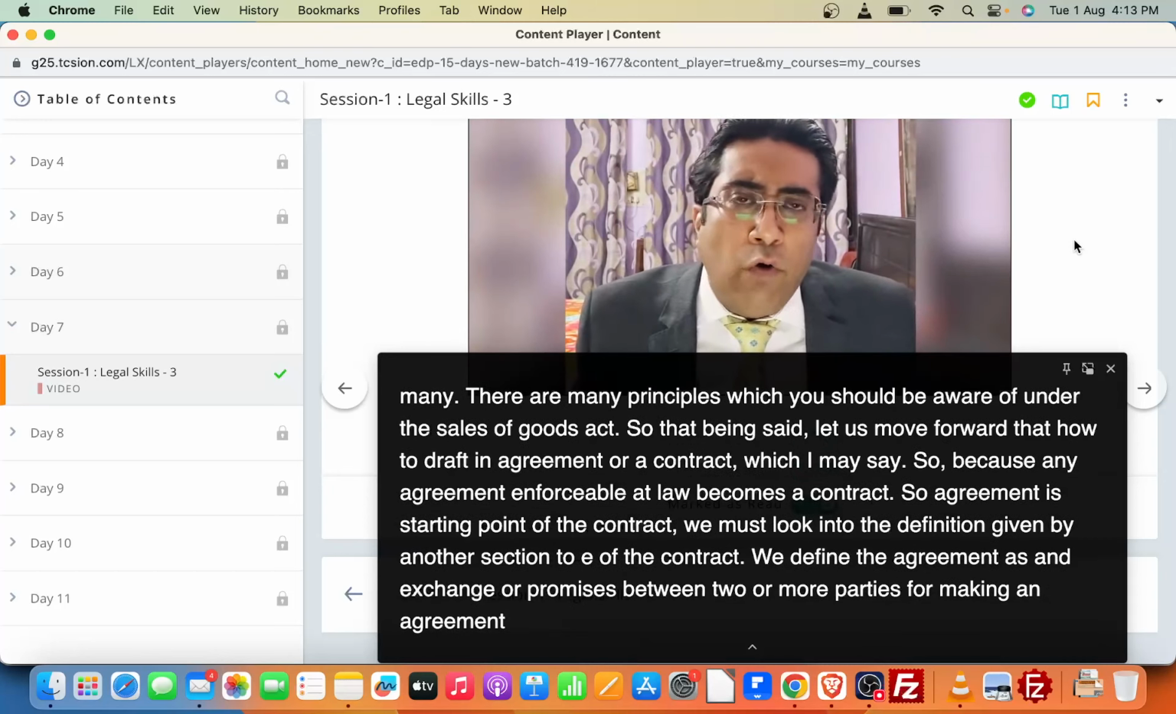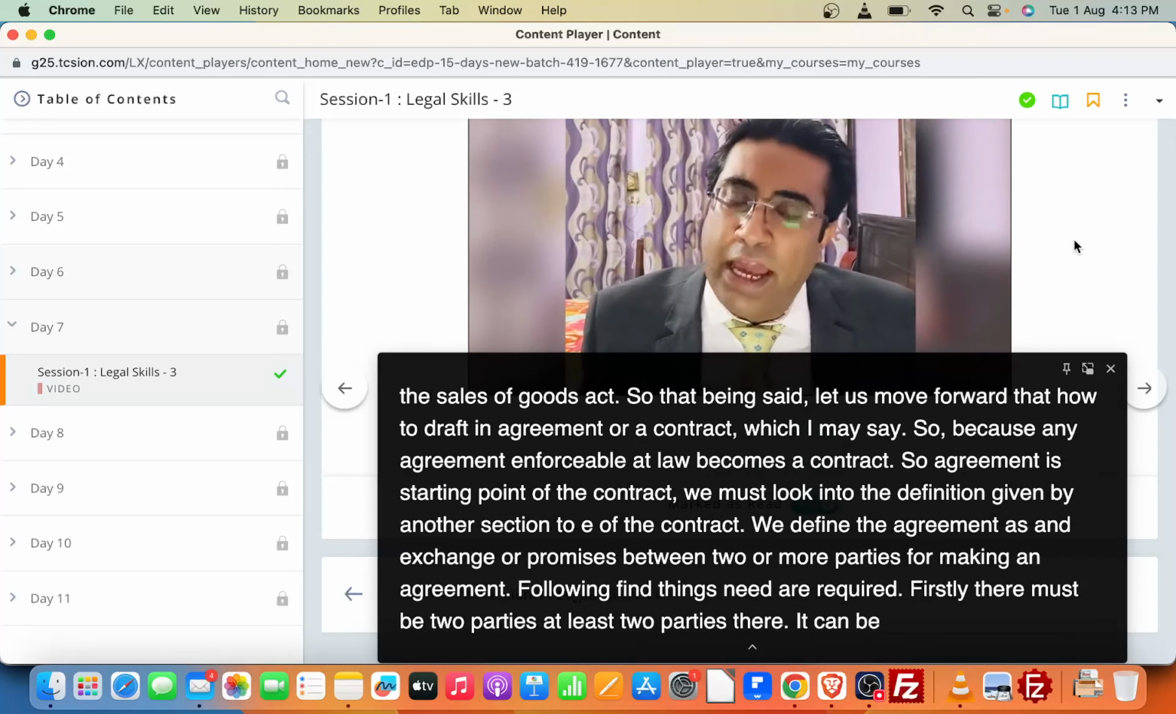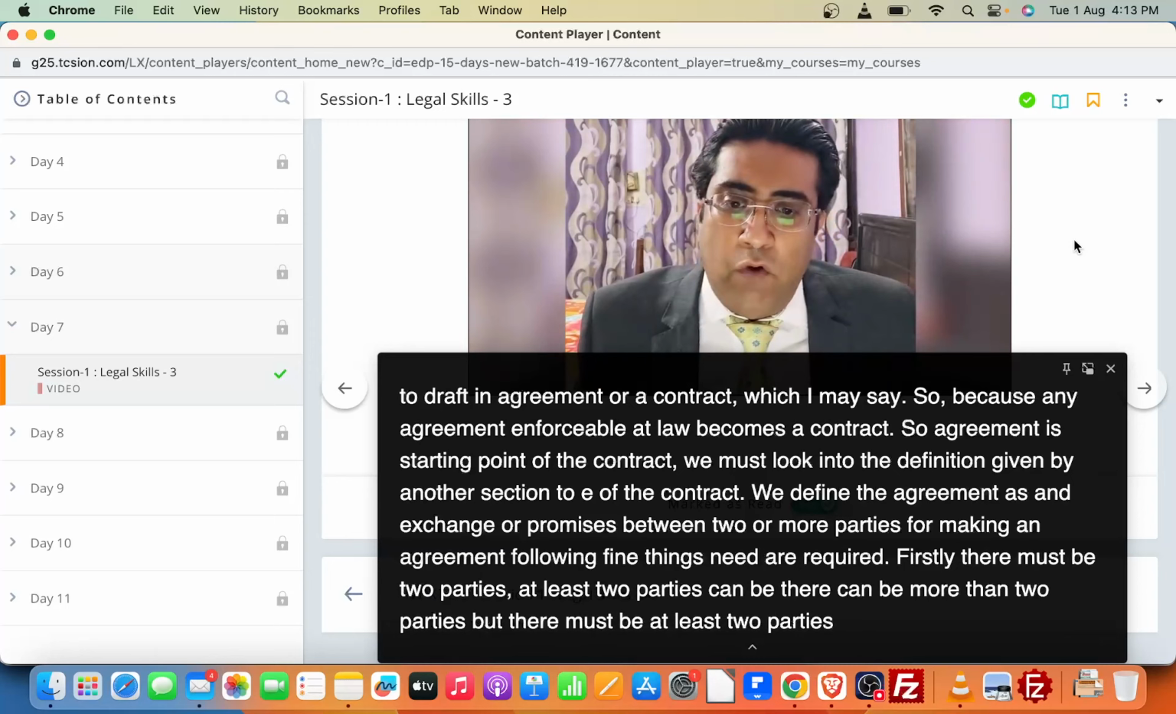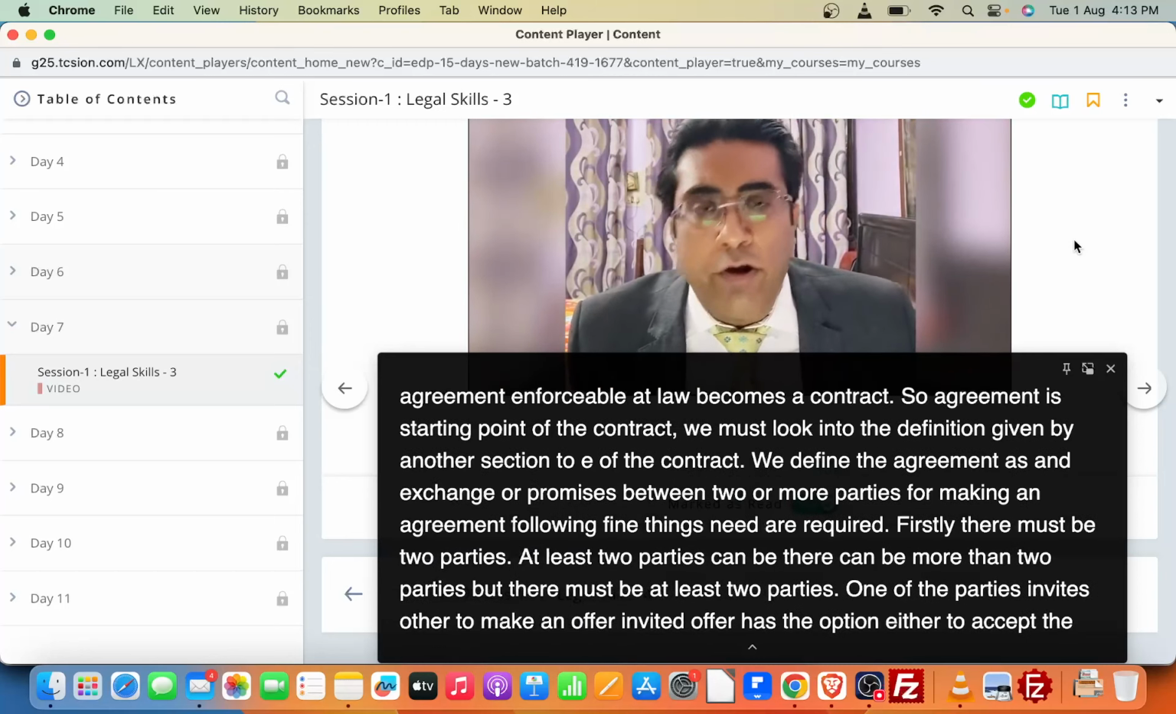For making an agreement, the following 5 things are required. Firstly, there must be 2 parties, at least 2 parties must be there. There can be more than 2 parties, but there must be at least 2 parties. One of the parties invites the other to make an offer.